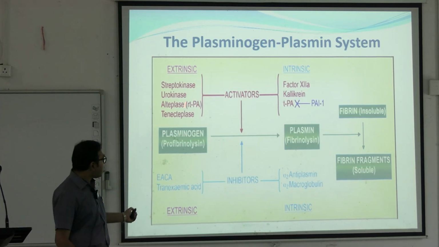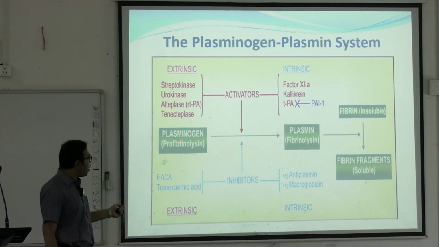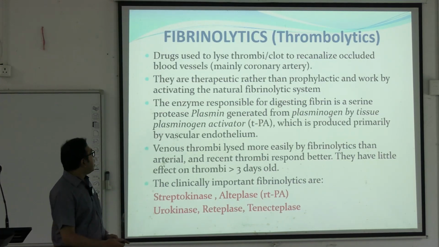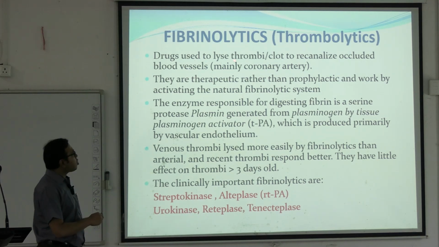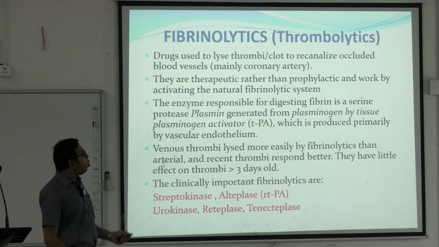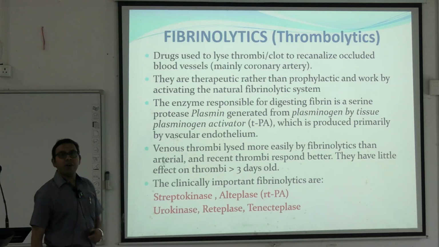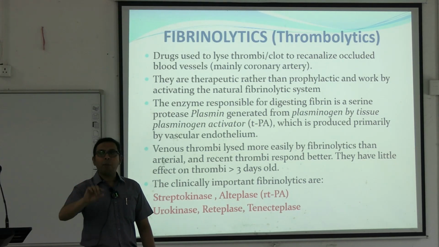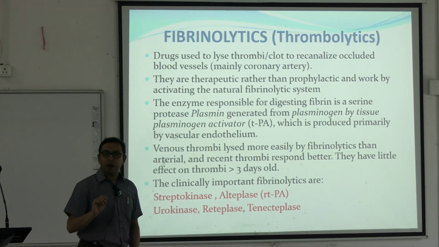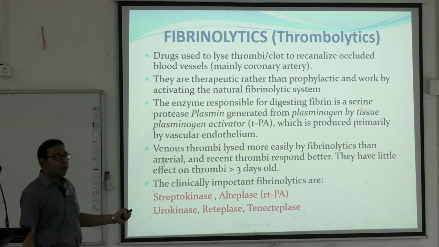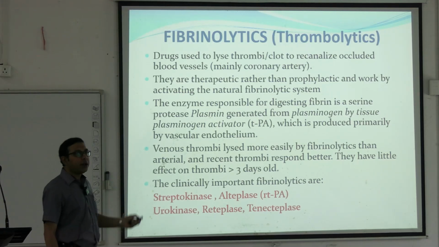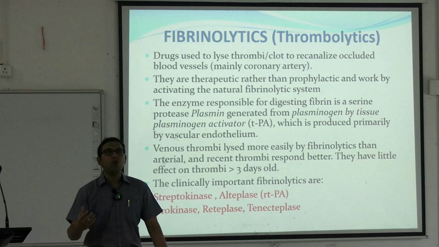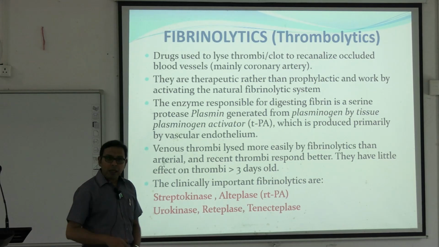Okay. So here fibrinolytic and antifibrinolytic agents act. This is the fibrinolytic system. So fibrinolytics are the drugs used to lyse thrombi or clot to recanalize the occluded blood vessels. Recanalization: the canal is occluded by the thrombus, mainly in case of the coronary blood vessels. So they are therapeutic rather than prophylactic and work by activating the natural fibrinolytic system. So they are basically accelerating the normal conversion of the plasminogen to plasmin.